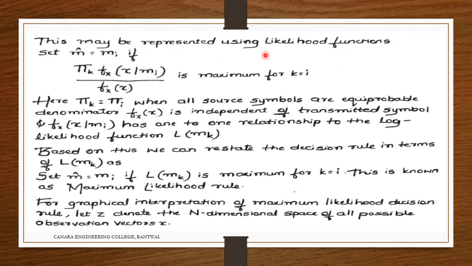This may be represented using the likelihood function: set m cap equals mi if pi k into fx of x given mi, divided by fx of x, is maximum for k equals i. Here pi k equals pi i when all source symbols are equiprobable. The denominator fx of x is independent of the transmitted symbol, and fx of x given mi has a one-to-one relationship to the log likelihood function, that is capital L of mk.